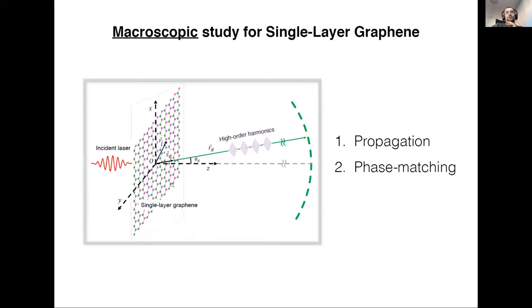Now, to see if the transversal phase matching is relevant also in high harmonic generation in graphene, we present a macroscopic study. For that, we need to take into account two things: the propagation of the harmonics to the detector and also possible effects of a phase mismatch from the different contributions coming from the layer. For the propagation, we just use the Maxwell equations, and to reproduce the phase matching effects, we place several single graphene cases along the transversal plane and we use a Gaussian distribution for the driving pulse.